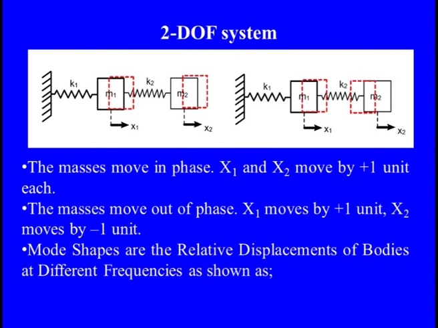The masses, when they are out of phase, means x1 is moving positive and x2 is moving minus 1, we always have the opposite phase feature. And mode shapes are nothing but, as we already discussed, the relative displacement of the bodies at the different frequencies. We can show how, since we have two masses, we can say that they are in phase or out of phase.